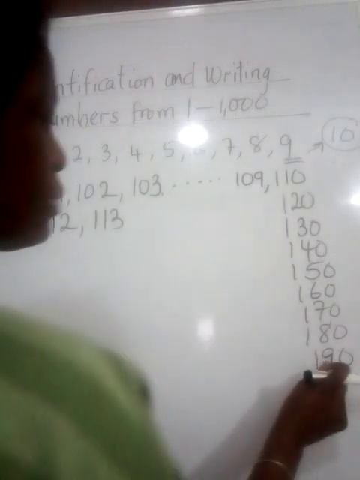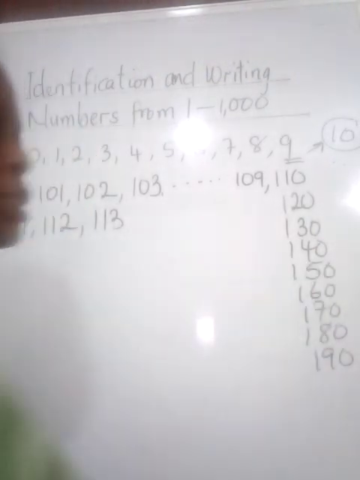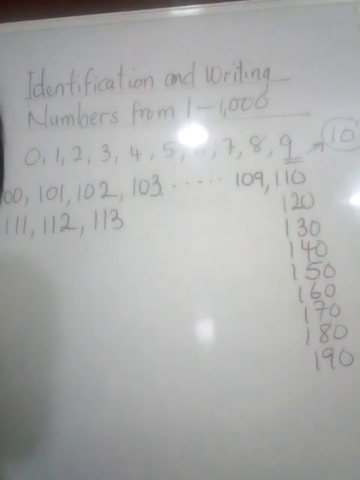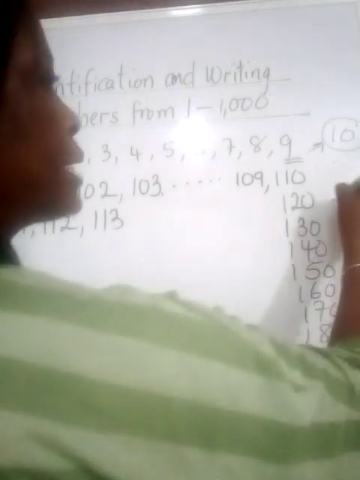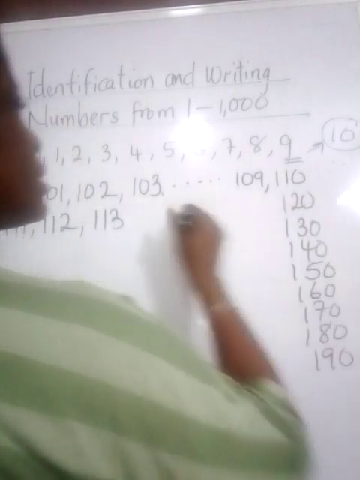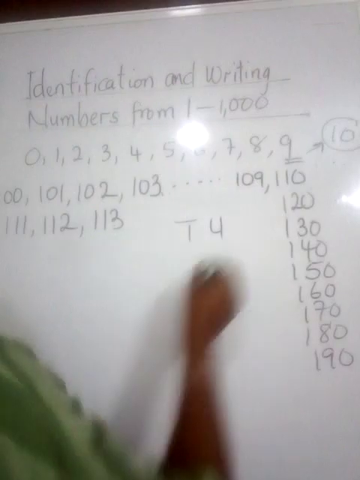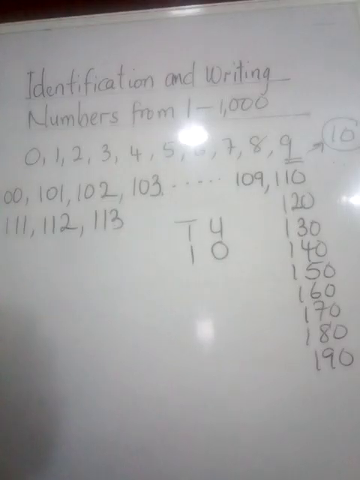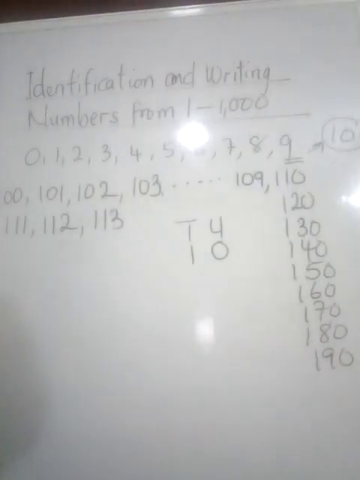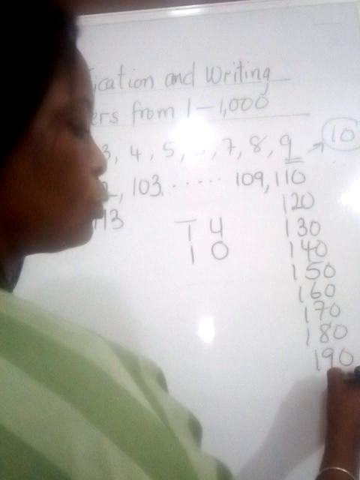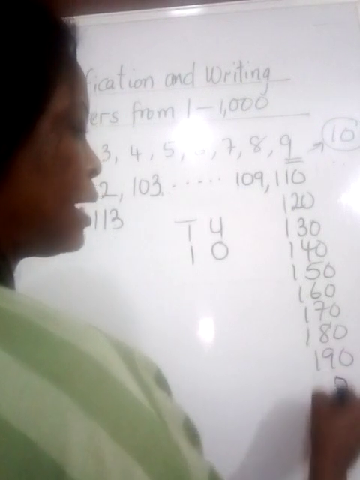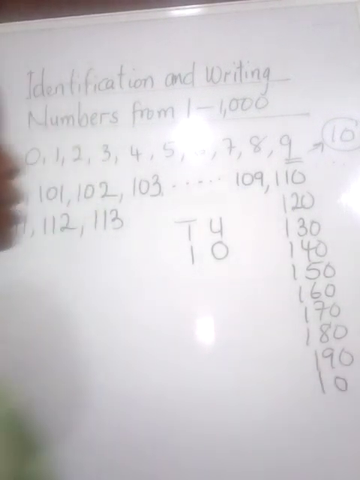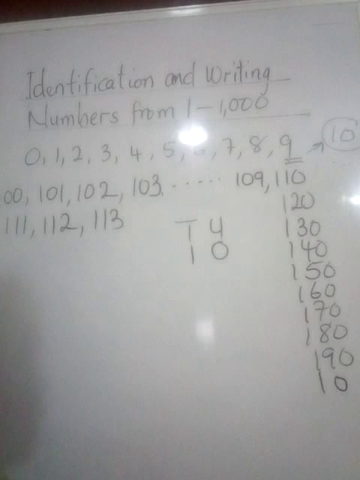But we can't place 10 under this unit column. So what do we do? How do we handle 10? Remember, this is our tens and this is our unit. So if we have tens, the 0 comes under unit, while 1 comes under tens. So this is exactly what we're going to do here again. So we're going to place our 0 under 9 and our 1 comes under the next number.